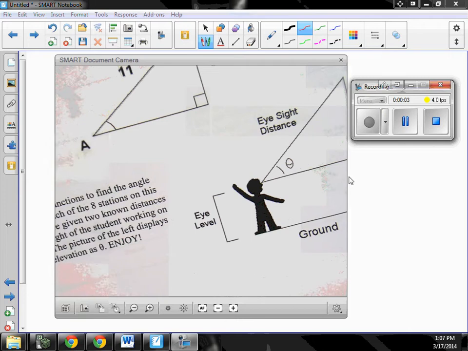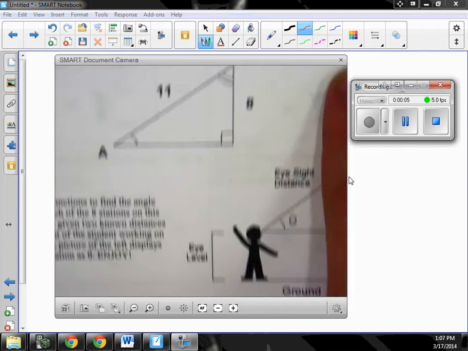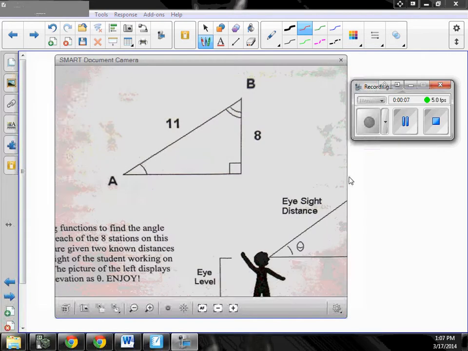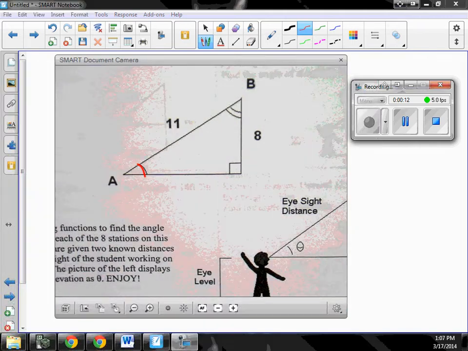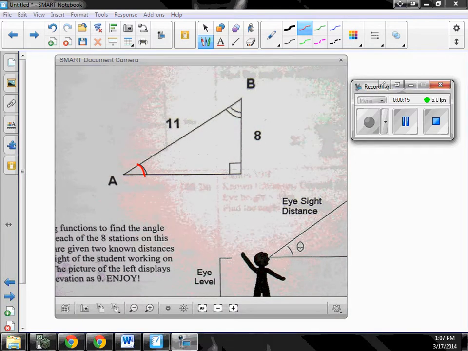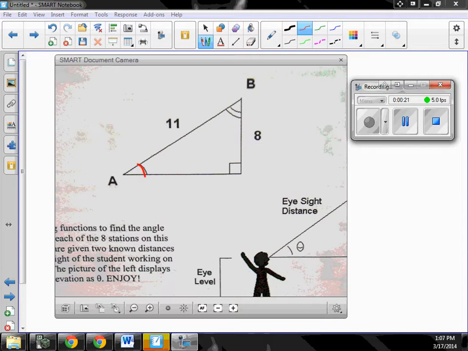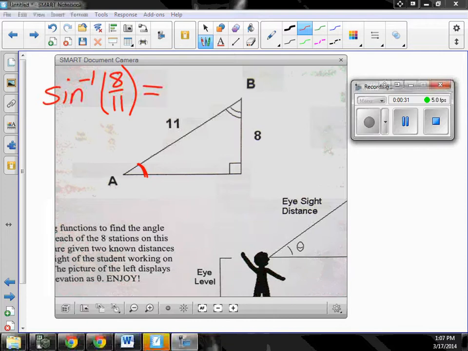So if you look at the example in the middle of the paper, let's say we want to calculate A. What two sides do I know in reference to A? Opposite and hypotenuse. Which trig ratio uses O and H? Sine. So I'm looking for the angle, so I do sine inverse of 8 over 11, and that will tell me the value of A.